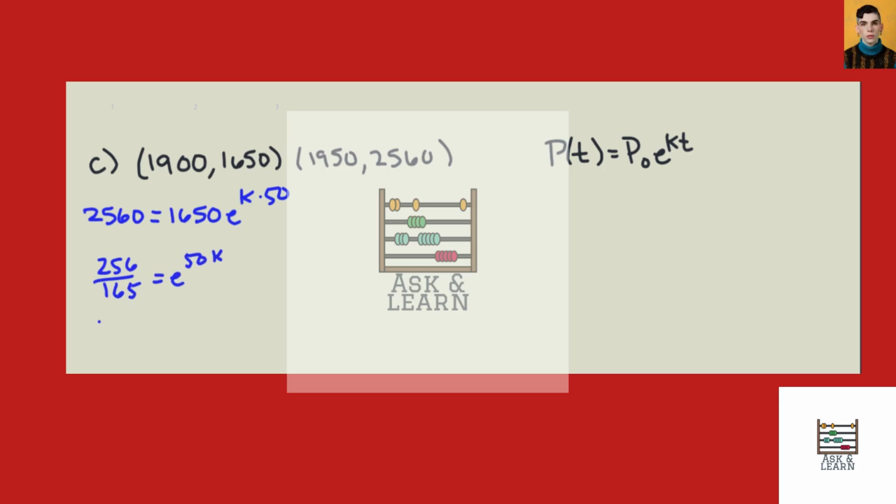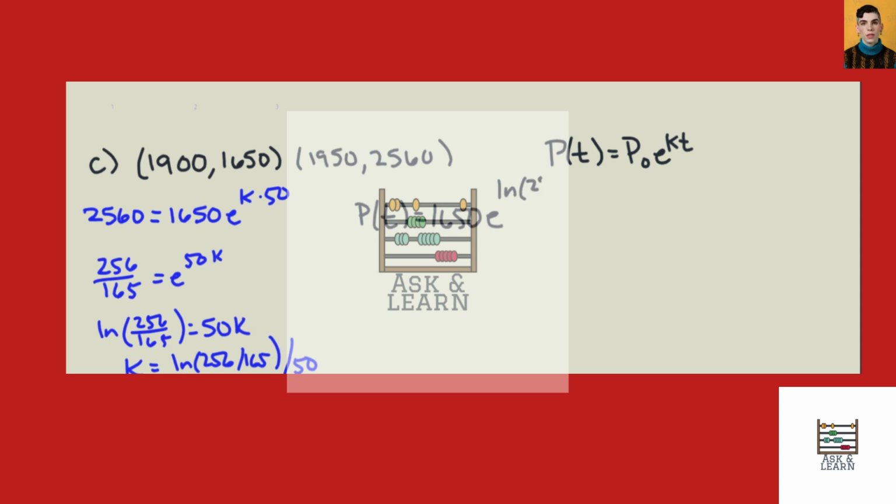Take the natural log of both sides and divide by 50. And that gives us our k value, natural log of 256 over 165, all divided by 50. So we substitute that into our model. P of t equals initial value 1650 times e raised to the power natural log of 256 over 165 over 50 times t. And in this case, t equals 0 is the year 1900.